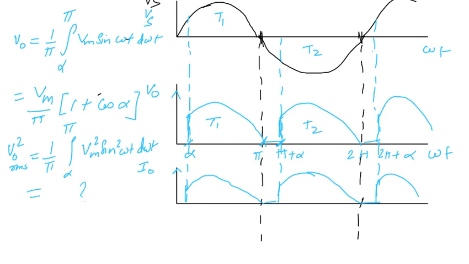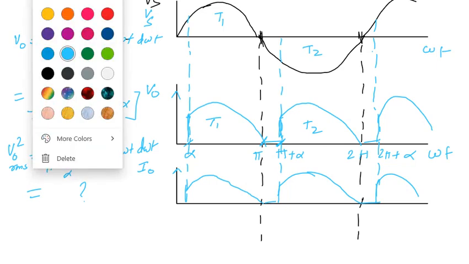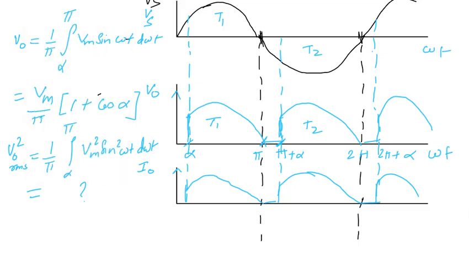Now overall, if you see what is happening, in your half controlled rectifier, if you check the V naught value, it was Vm by 2 pi times 1 plus cos alpha only. So this is the change you are getting: the voltage has been doubled in your full bridge converter. That is one of the advantages of your full bridge converter.